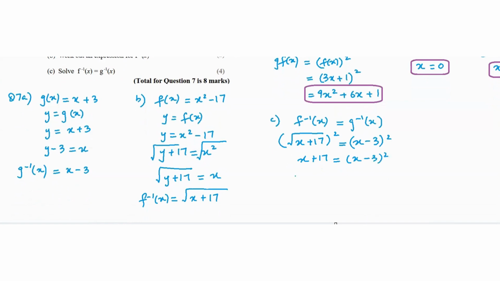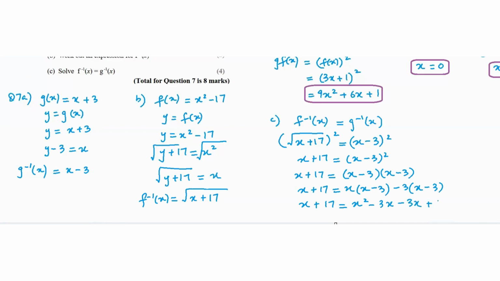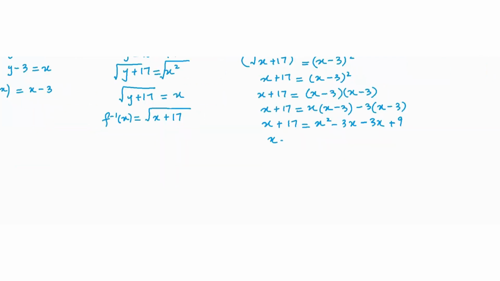Let's expand the bracket on the right-hand side. So that's going to be x minus 3 times x minus 3. We multiply x with x minus 3 and then negative 3 with x minus 3, which is basically going to give us x squared minus 3x minus 3x plus 9, so x plus 17 equals x squared minus 6x plus 9.